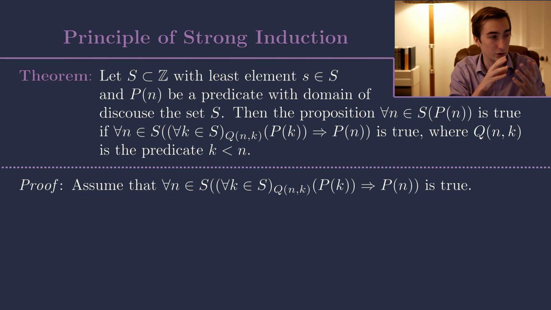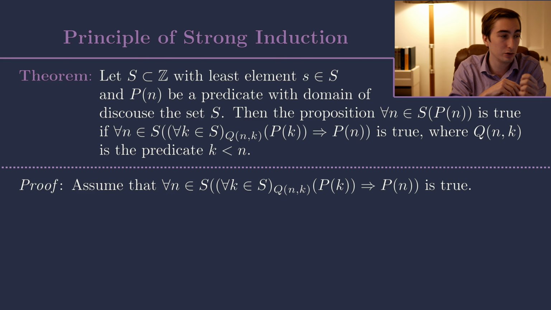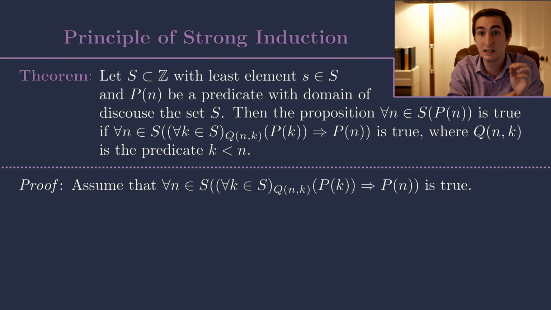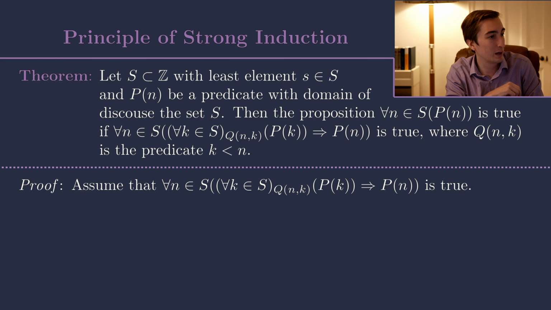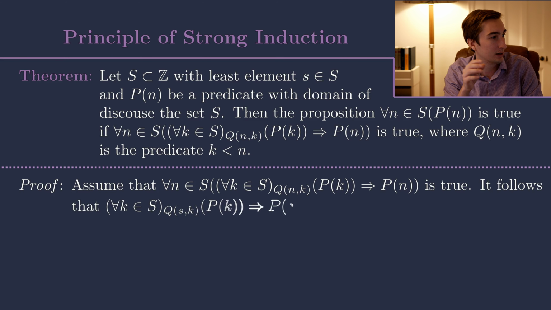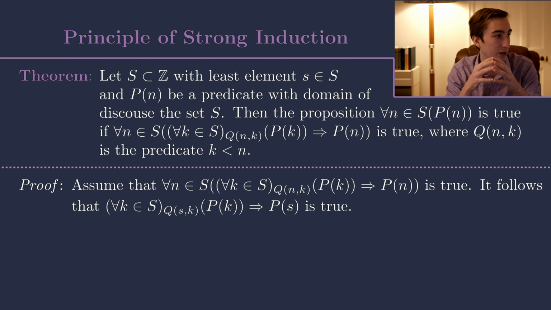We're going to start by saying that the left-hand side is true. That is, for every n in S, and for all k in S satisfying this predicate Q(n, k), P(k) implies P(n) is true. So let's start off here by substituting in a particular value for n, the least value, that is n equals s. So we get exactly this statement above, but with n equals s. That is, for all k in S such that Q(s, k), P(k) implies P(s). We know that is true because we're assuming that it's true for every value of n, and s is inside the set capital S.